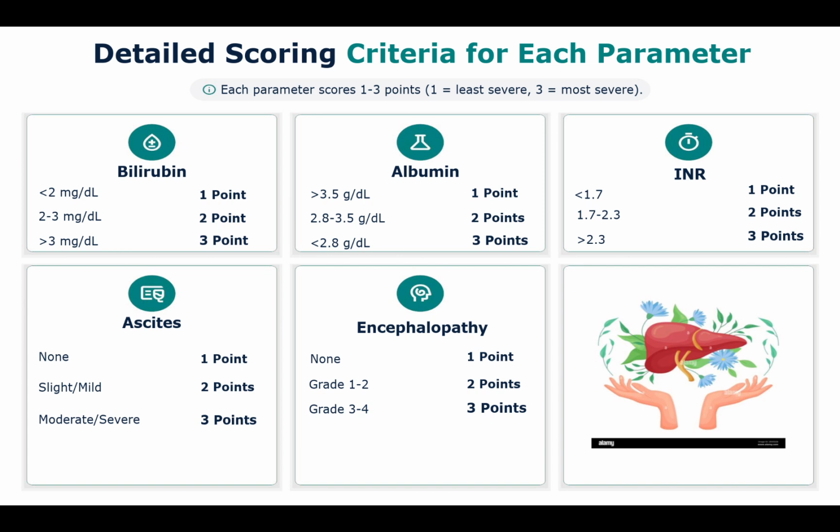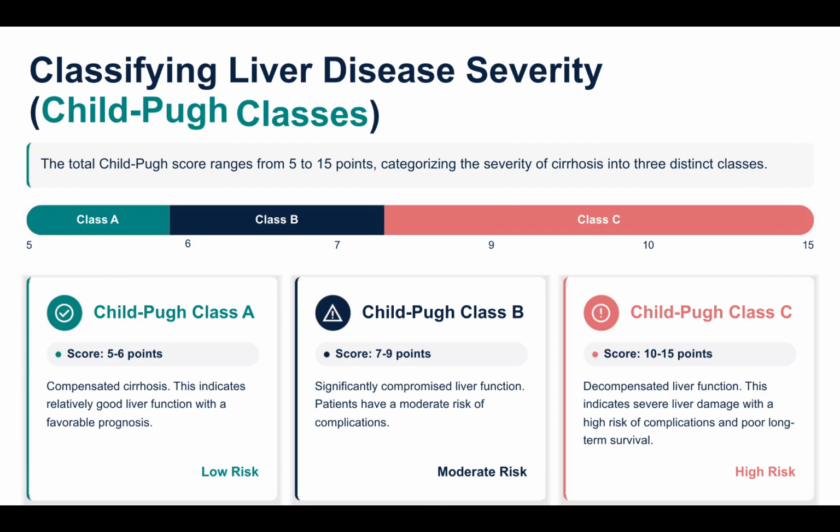When it comes to ascites, none means 1 point, a little bit, slight or mild scores 2 points, and a lot, moderate or severe scores 3 points. And for encephalopathy, none scores 1 point, grade 1 to 2 scores 2 points, and grade 3 to 4 scores 3 points. Once we have assigned points to all five parameters, these individual scores are summed up to yield a total score, which can range from a minimum of 5 to a maximum of 15. This total score then serves as the basis for classifying the liver disease into one of three distinct Child-Pugh classes.